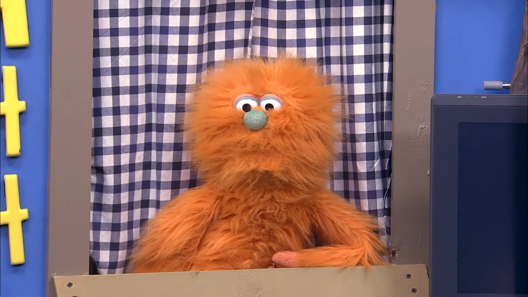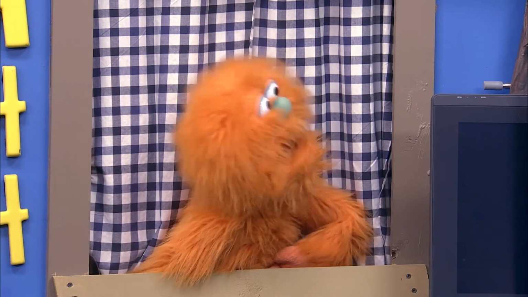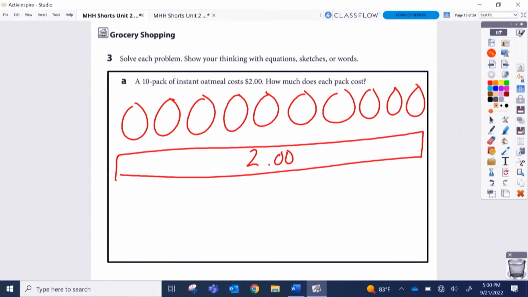Well, I know that half of 2 is 1. Okay. So we could draw maybe a line between the first 5 packs and the other and say that that's $1 on one side and $1 on the other. I love it. Okay. So this is $1 here, and this is $1 here.